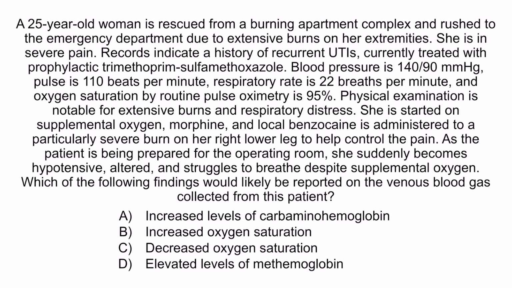She is started on supplemental oxygen, morphine, and local benzocaine is administered to a particularly severe burn on her right lower leg to help control the pain. As the patient is being prepared for the operating room, she suddenly becomes hypotensive, altered, and struggles to breathe despite supplemental oxygen. Which of the following findings would likely be reported on the venous blood gas collected from this patient? A. Increased levels of carbaminohemoglobin. B. Increased oxygen saturation. C. Decreased oxygen saturation. Or D. Elevated levels of methemoglobin.